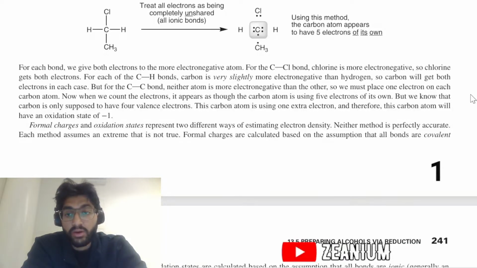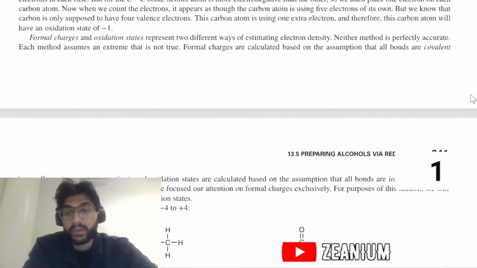But we know that carbon is only supposed to have 4 valence electrons. This carbon atom is using 1 extra electron, and therefore this carbon atom will have an oxidation state of -1. Formal charges and oxidation states represent two different ways of estimating electron density. Neither method is perfectly accurate. Each method assumes an extreme that is not true.